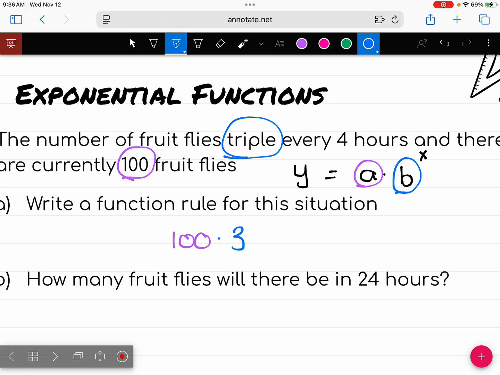We also still need to have an x in there. So I want to be able to say, like, x equals 1 for 1 hour, x equals 2 for 2 hours, x equals 3 for 3 hours, that kind of stuff. So I want x equals 4 to be 4 hours. So for my exponent, what can I put here?